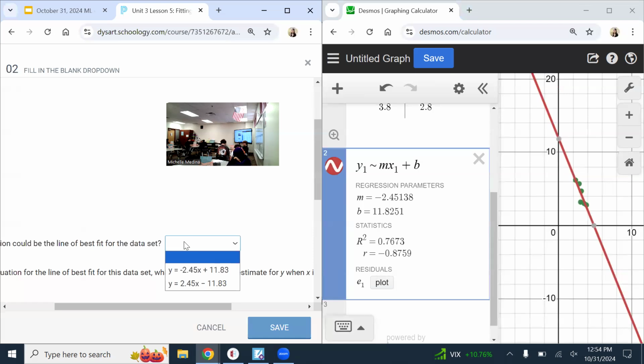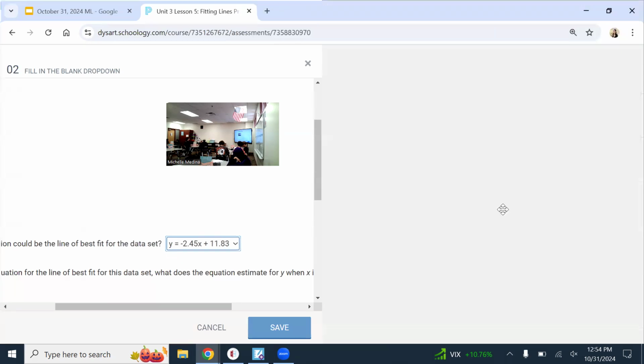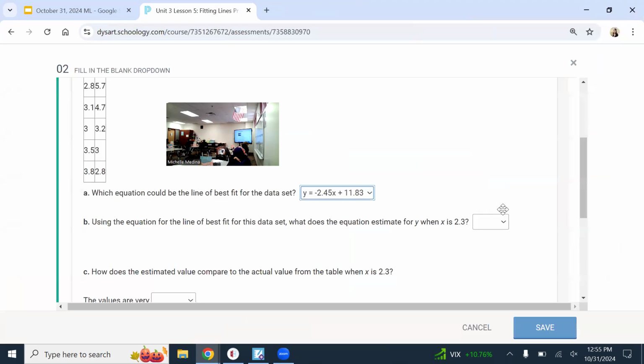Which one best matches it? The one with the negative slope or the positive slope? Okay, good. Because it is going down from left to right. Then it says using the equation for the line of best fit for this data set, what does the equation estimate for y when x is 2.3?